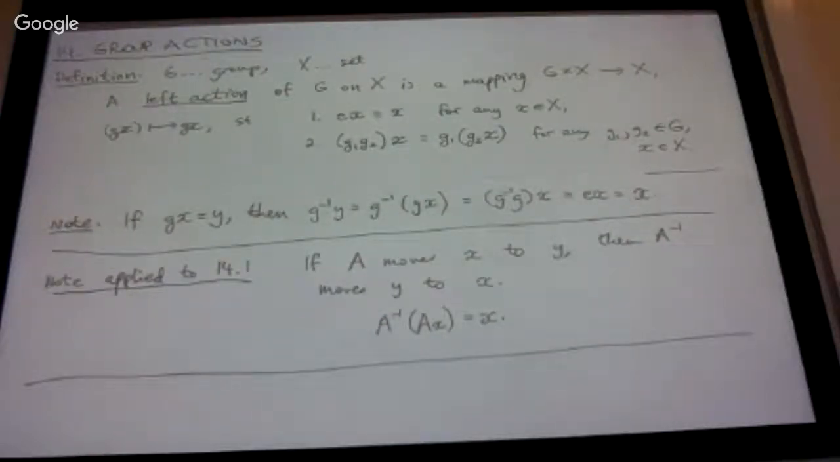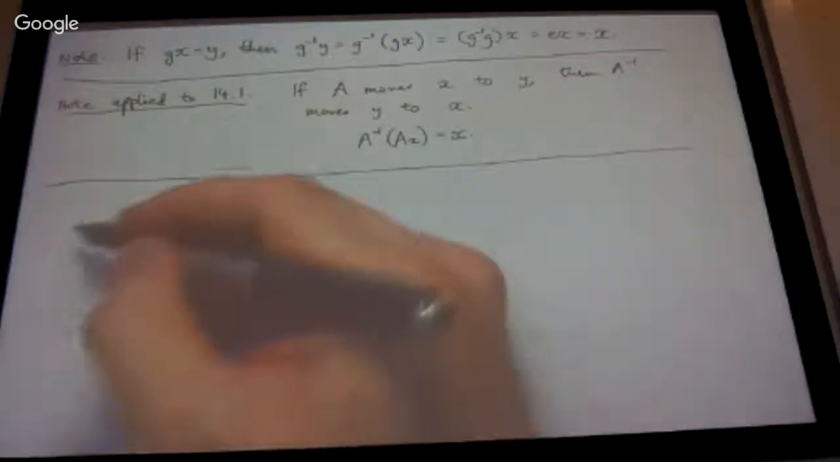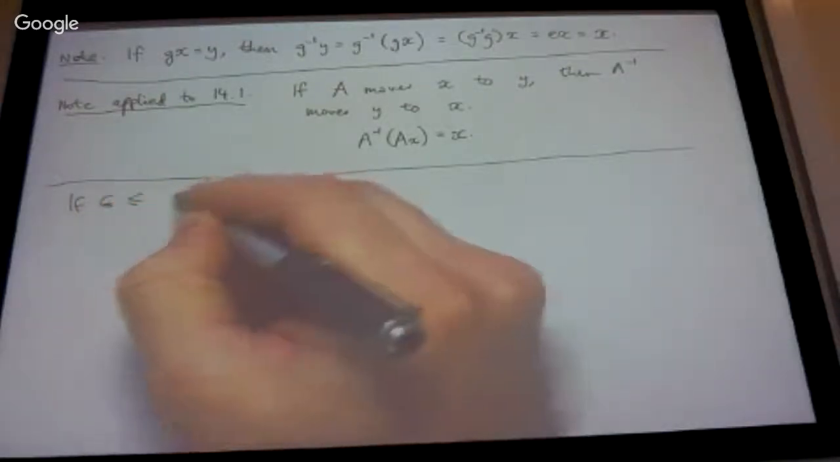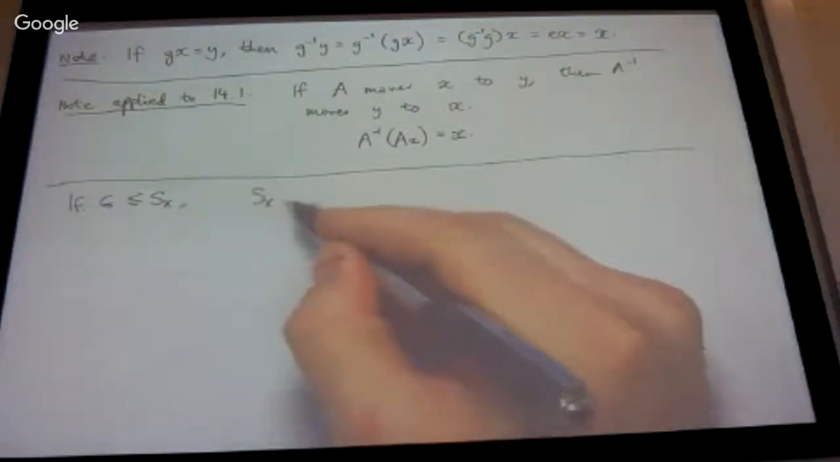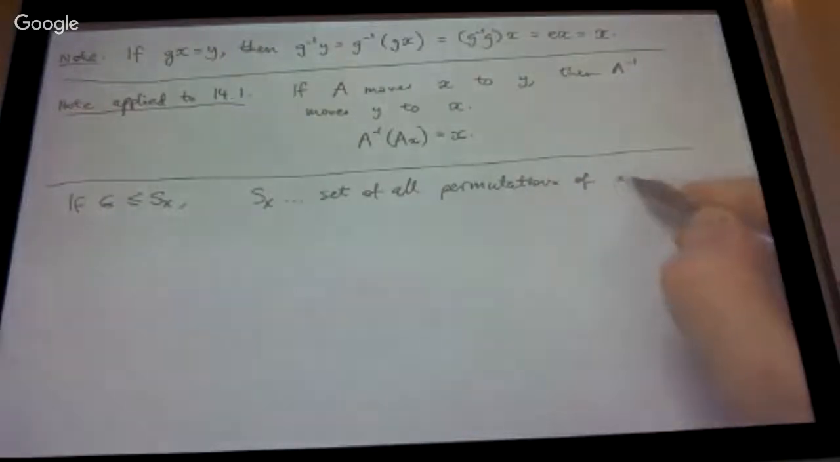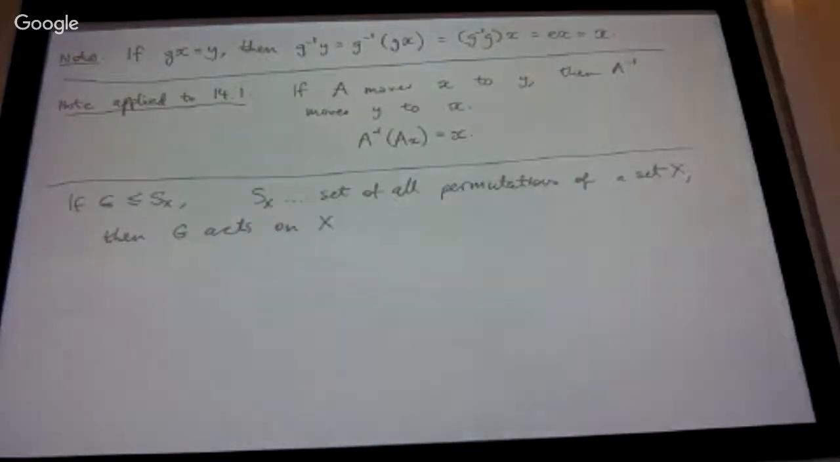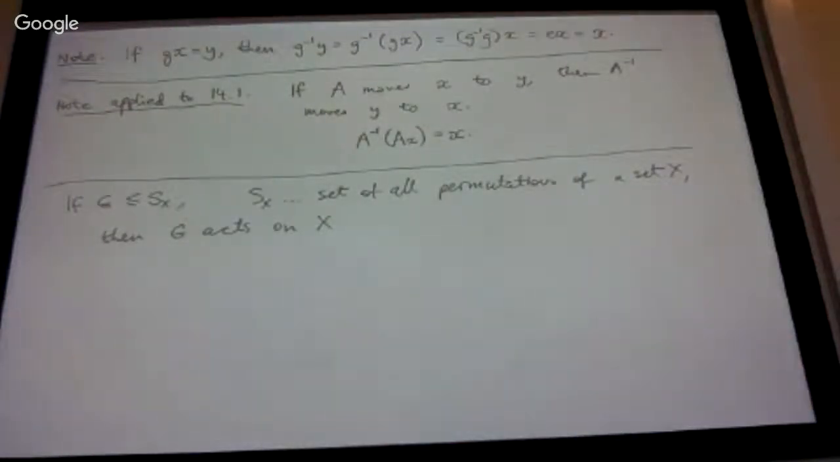What's next in the book? There's this bit at the end of page 223. In general, if X is any set, then if G is a subgroup of S_X, where S_X is the set of all permutations of some set X, then G acts on X. Obviously, because a permutation is already a mapping that satisfies these conditions.